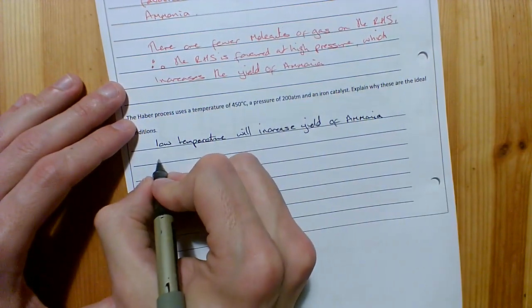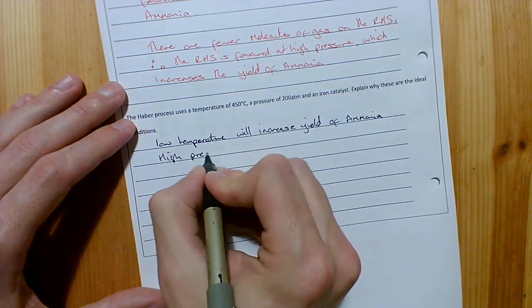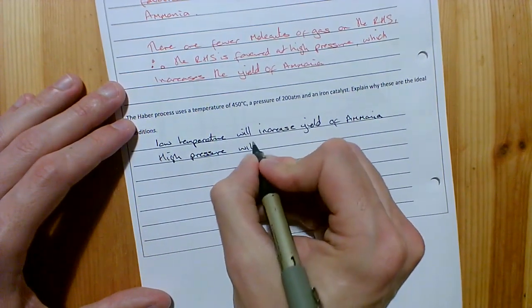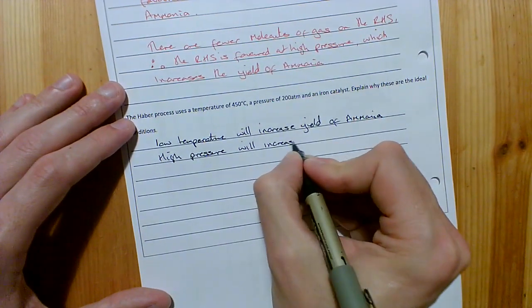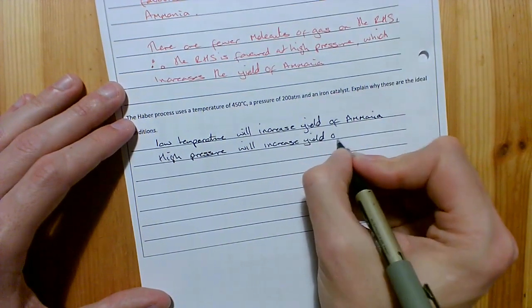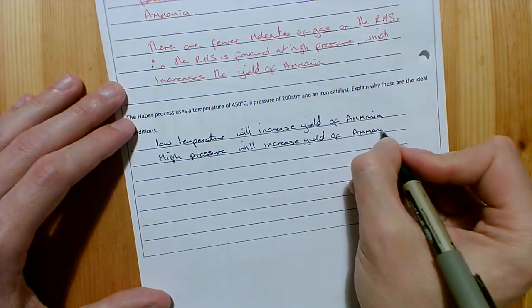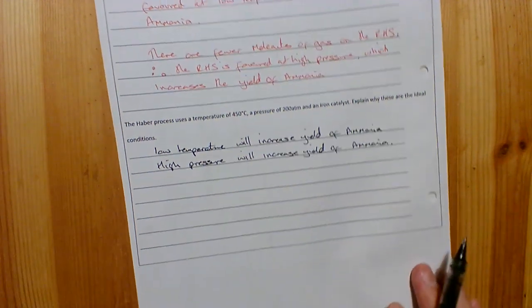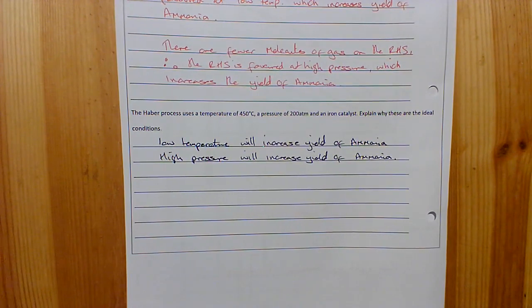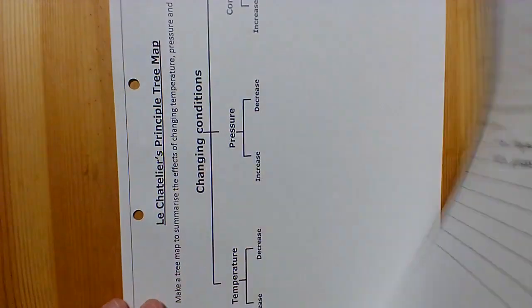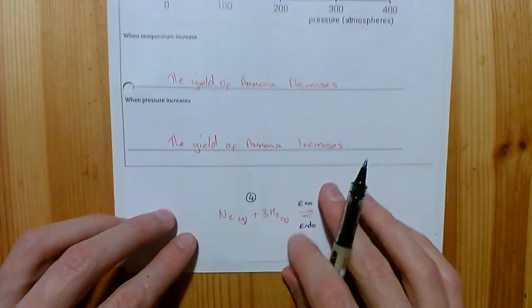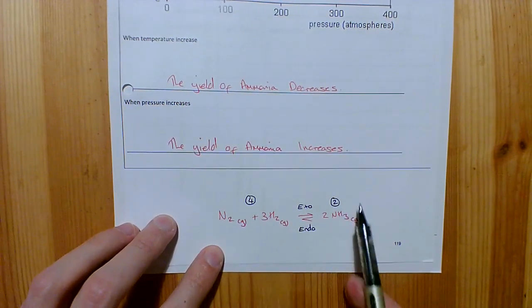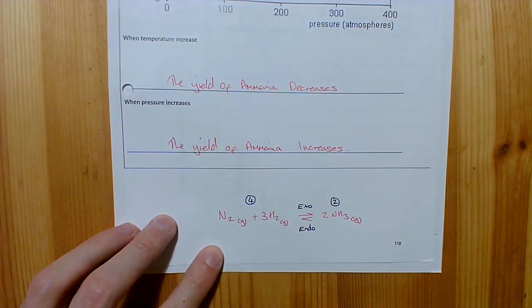And we've also established that high pressures will increase yield of ammonia. So we've got both those bits of information from the graph, because that's exactly what the graph told us. It said that the lower the temperature, the higher the yield, the higher the pressure, the higher the yield. But also looking at the balanced equation, we can also work out that a high pressure would favour the right hand side, giving us more ammonia, and a low temperature would also favour the right hand side, giving us more ammonia.